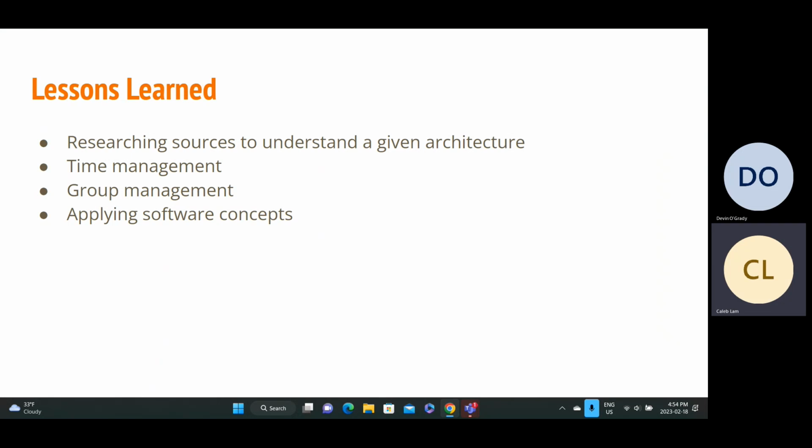After this project, we learned how to research different sources to understand a given architecture, in this case the Bitcoin architecture. During the process of this project, it was very difficult to meet all the group members because we had different time schedules and different accommodations. So it's very hard to work on it with everyone present. At the end, we had to rush with very few people. After this, we learned how to do time management and group management. And we also learned how to apply software concepts in daily life and on this project.